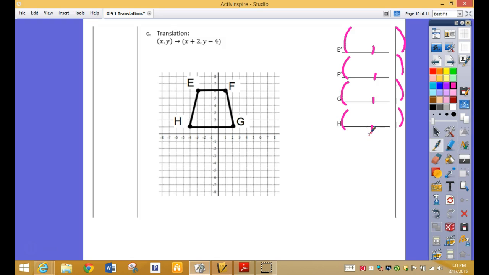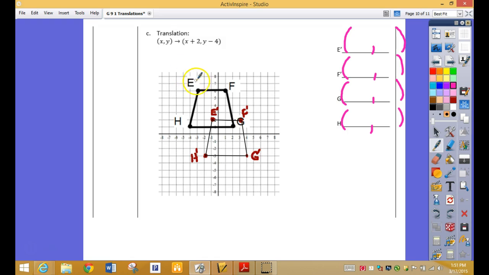I'm going to let you translate this by going right 2 and then what? 4 down. Write your new points. When you're finished, raise your hand. If you have the 4 correct answers, I'll give you your new packet, and you can do pages 1, 2, and 3 for your homework.